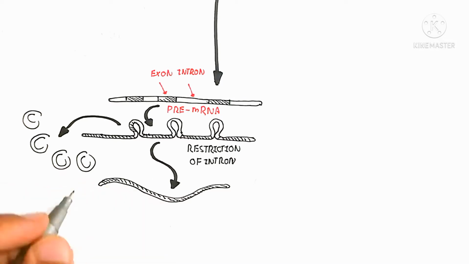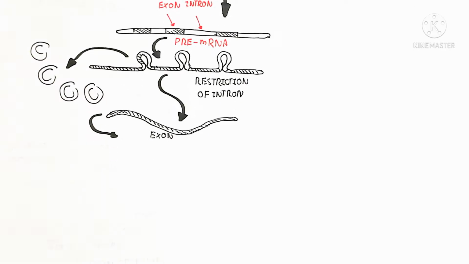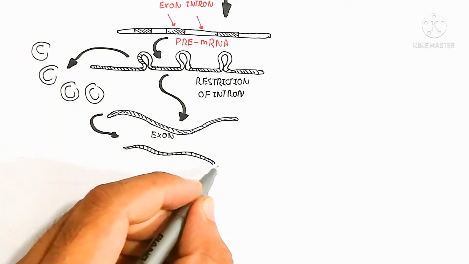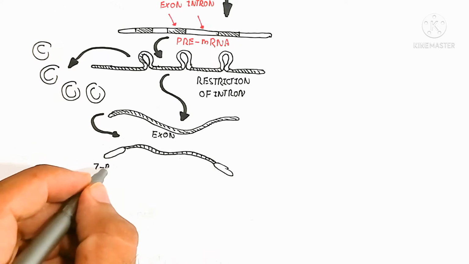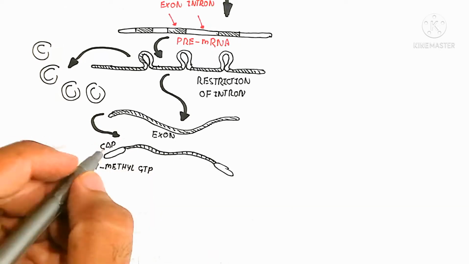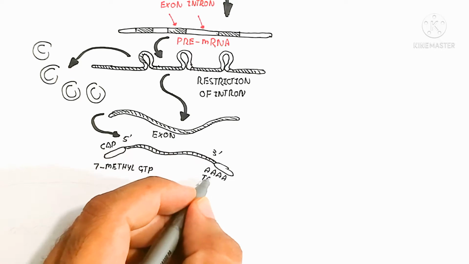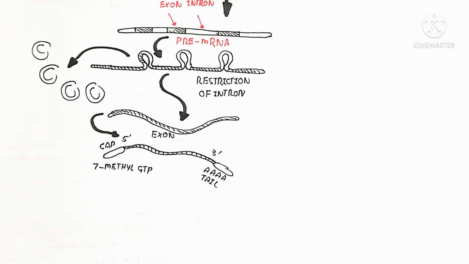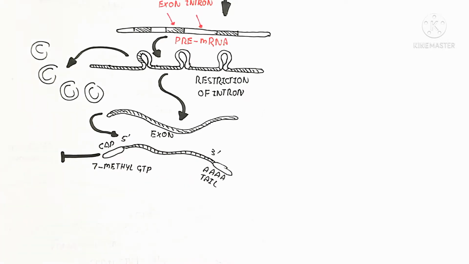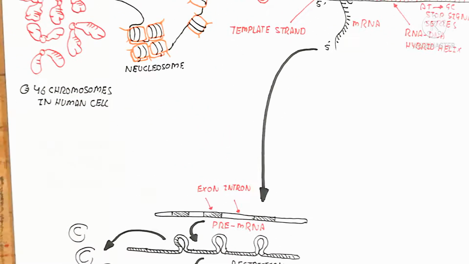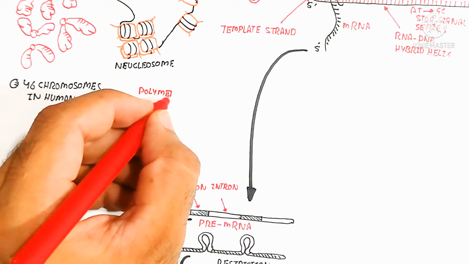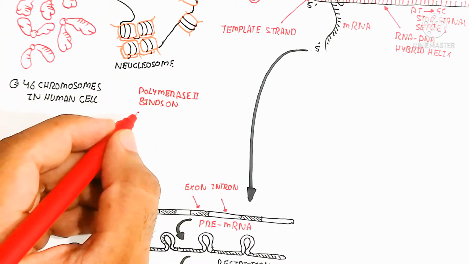This pre-messenger RNA will get a 7-methyl GTP containing cap and a poly A tail. This 7-methyl guanosine triphosphate cap is attached at the 5' site, while the 3' site has the poly A tail. What is the benefit of this cap and tail? The cap and tail are used for protection in the cytoplasm from nuclease and phosphatase enzymes, which protects the messenger RNA from damage during the export.